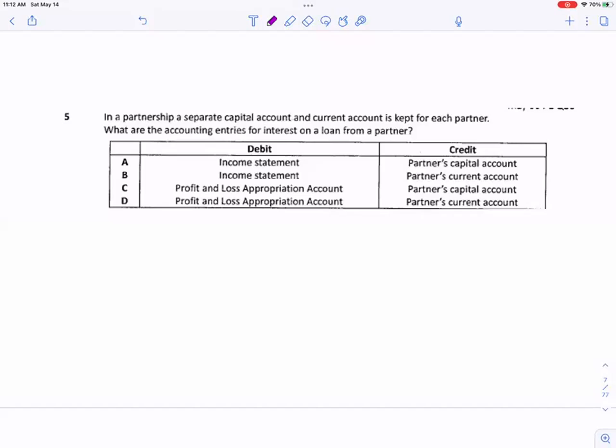Interest on loan. Tell me two places where it will come. I taught you all. Just try to recollect.